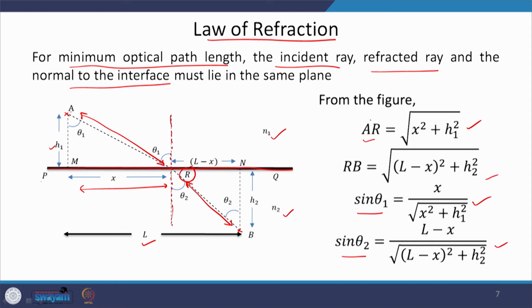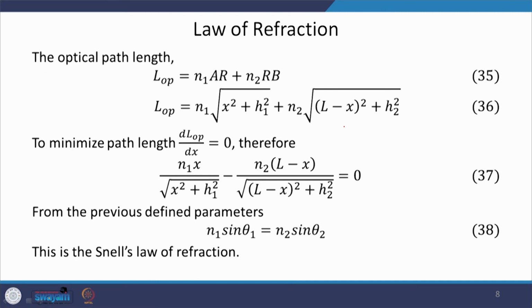Okay. If you add them up, you will get optical path length, but in this particular case, the upper medium and the lower medium are different, and they have refractive indices which are different from that of air, and therefore, in addition to AR plus RB, we will have to multiply AR with N1 and RB with N2, which are their respective refractive indices.